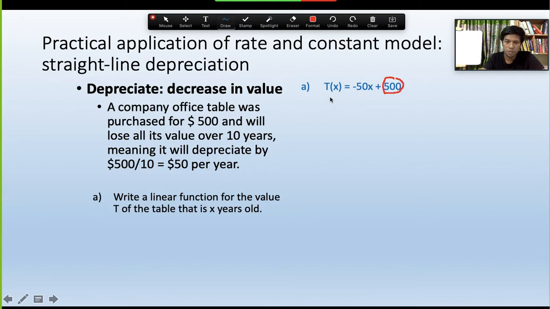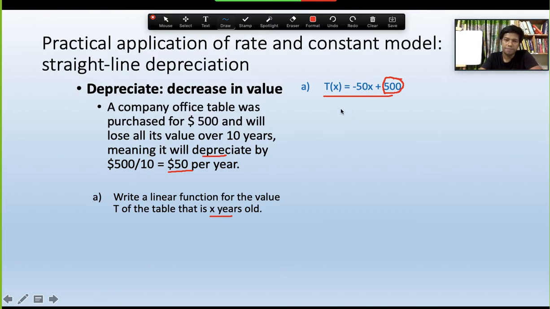Actually, the whole model is this one. And every year it is losing $50. That's why minus. Lose, decrease. That's why minus. So minus 50x plus 500. Minus 50x is the depreciation, that's why minus, and x is the year in this question. And why this 500? Because we started with this 500. From this 500 the value will decrease.